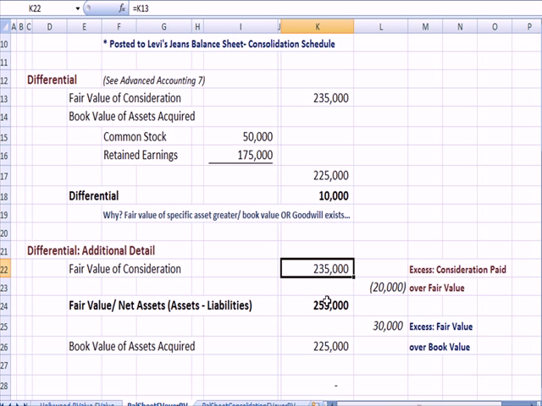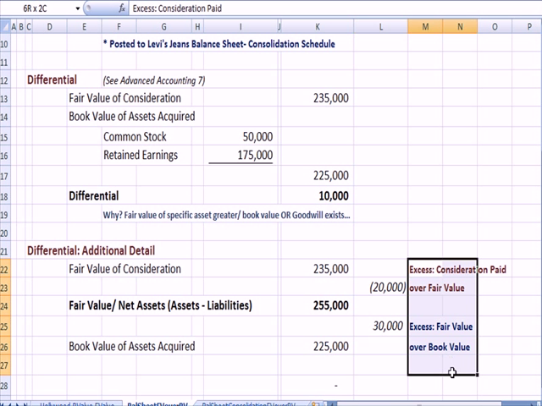So in this case, the amount that we paid, the fair value of the consideration, was more than book value. But the amount we paid is less than the fair value. So in other words, we got a deal. We got a bargain. So this next column shows the difference between the two. There's the difference between what we paid and the fair value, the $20,000 bargain, if you will. Here's the difference between the fair value and the book value. And you can see I've got some definitions right over here.